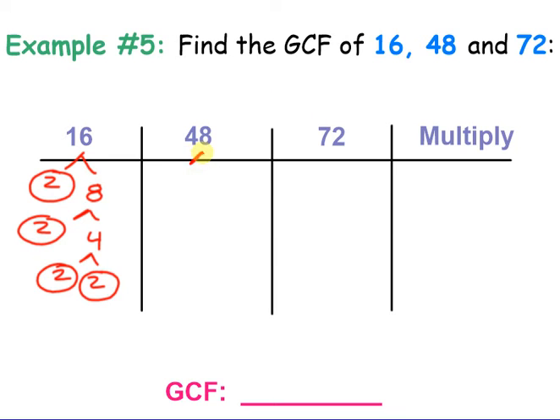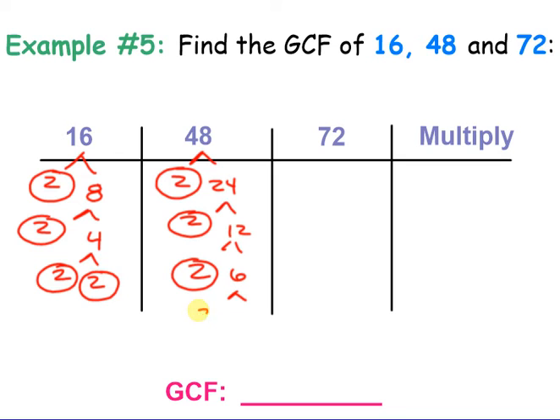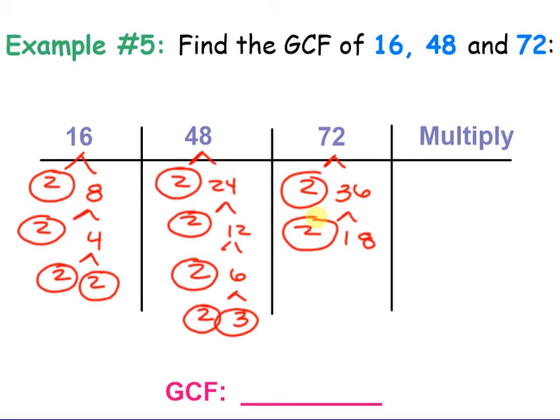All right, over here I have 48, so I'm going to do 2 and 24. I'm going to do 2 and 12. I'm going to do 2 and 6. And then I'm going to do 2 and 3. Okay, now I'm going to do 72. So I have 2 and 36. I have 2 and 18. I have 2 and 9. And I have 3 and 3. Okay, and look how much quicker those go as you get used to doing factor trees.